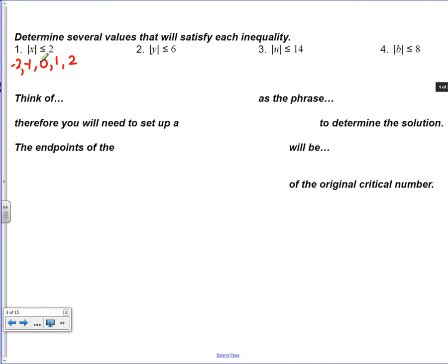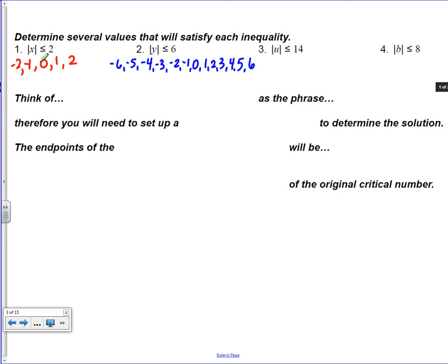If I want the absolute value to be less than or equal to 6, I can put in all of the numbers that, when I take the absolute value, I get something that is less than or equal to 6. So that is all of the numbers between negative 6 and 6. Now, ladies and gentlemen, please don't forget that all of the decimals and fractions in between there would work as well.